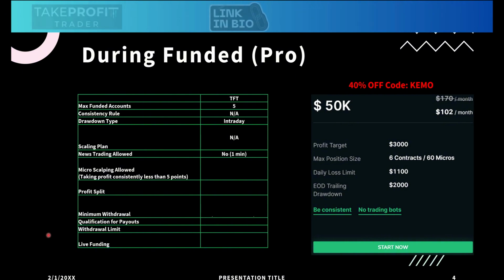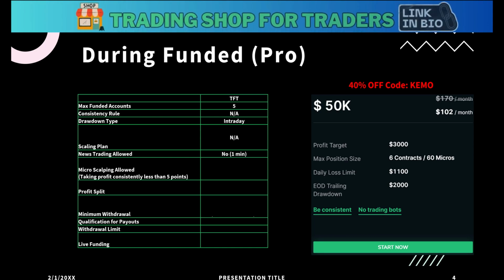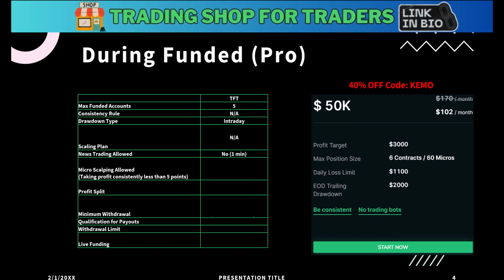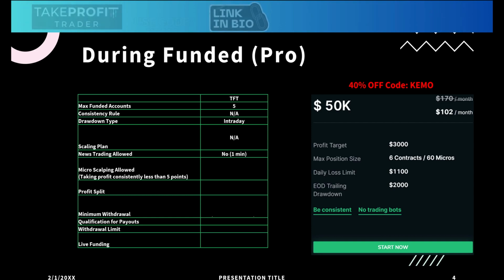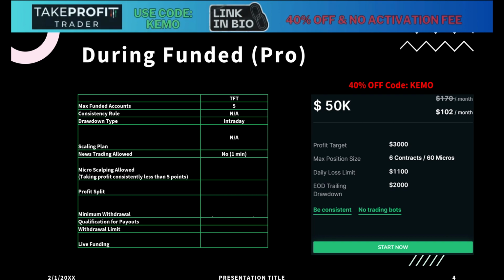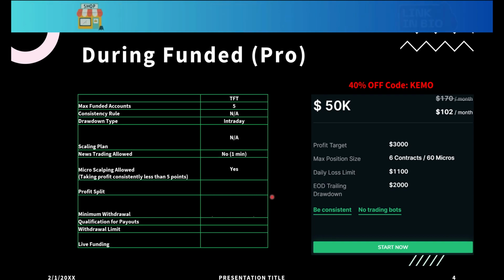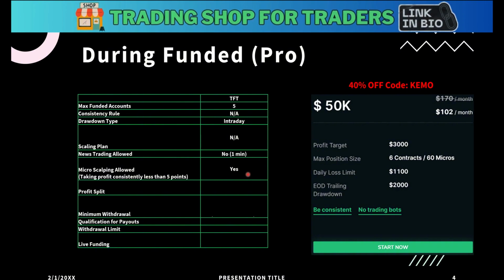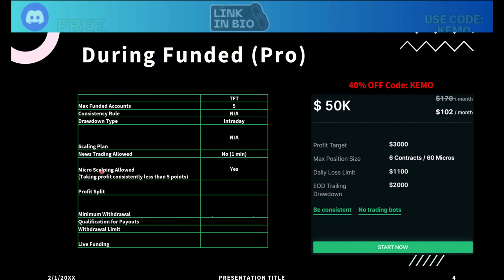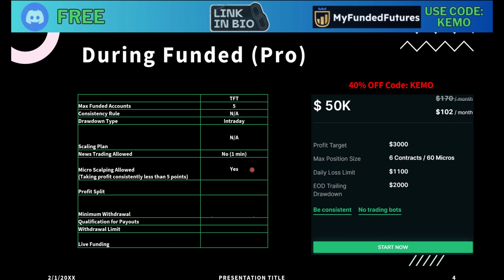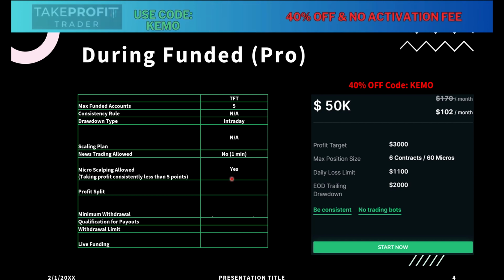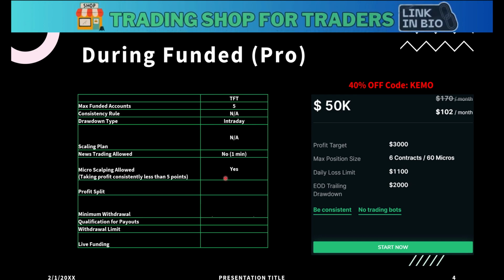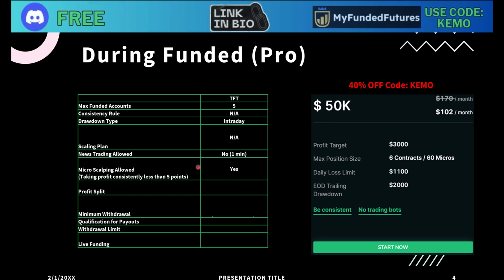Do they have any micro scalping rule? I do know that My Funded Future, they do not allow micro scalping. And micro scalping is basically taking profits less than 5 points from the market. So I did do some research on Take Profit Trader and I didn't find anything that restricts you from micro scalping. So yes, micro scalping is allowed on Take Profit Trader. So you can take profits less than 5 points from any instrument you're trading with no issues.